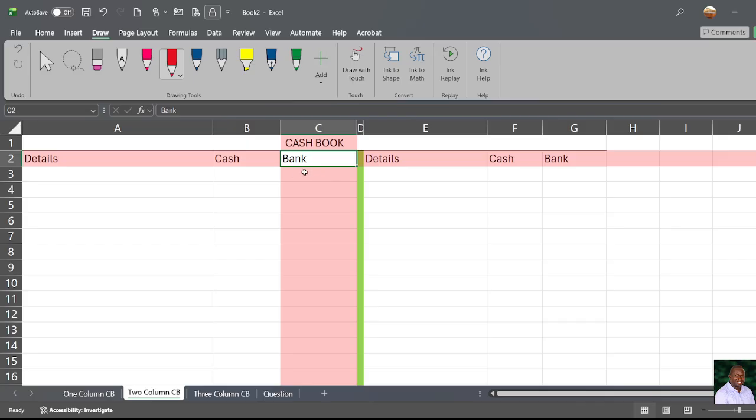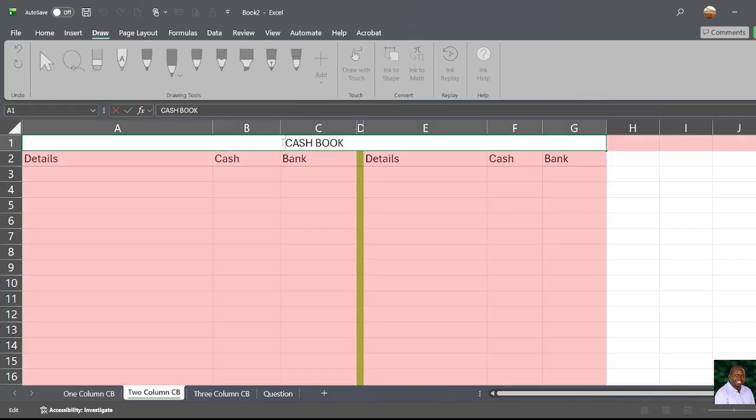So we merge the cash ledger and the bank ledger together. So that forms the two-column cash book. Let me just write it here. Two-column cash book. The two-column cash book.